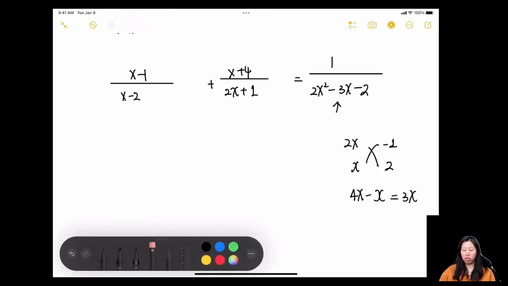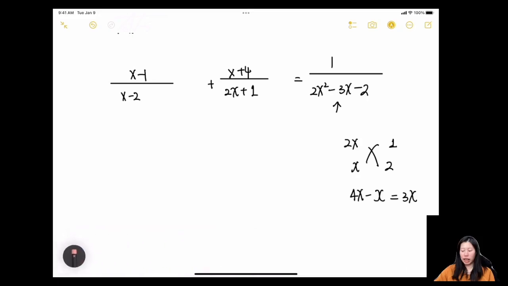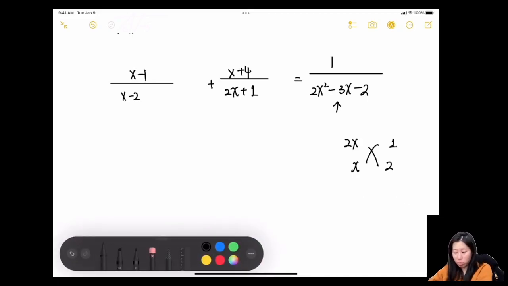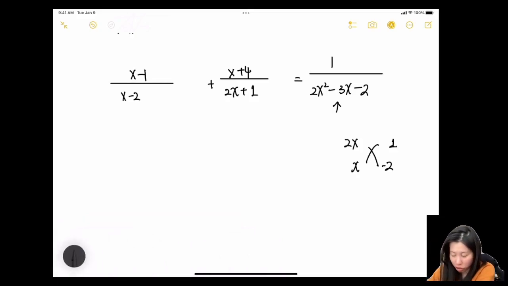So that means we just need to switch the sign. Instead of a negative 1, positive 2, we have positive 1 and negative 2, because positive 1 times negative 2, we still have negative 2. Okay, 2x times negative 2, we have negative 4x. x times 1 equals x, so we have negative 3x. Okay, so that's the combination that we want.